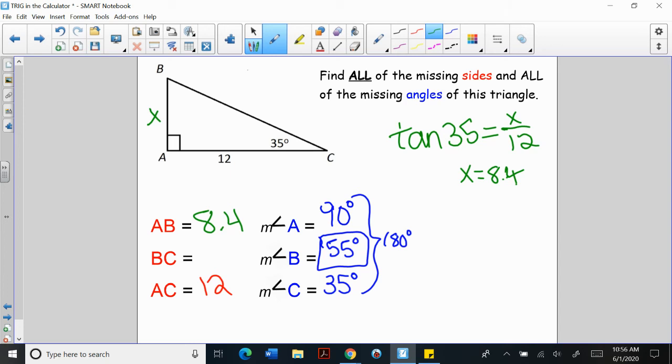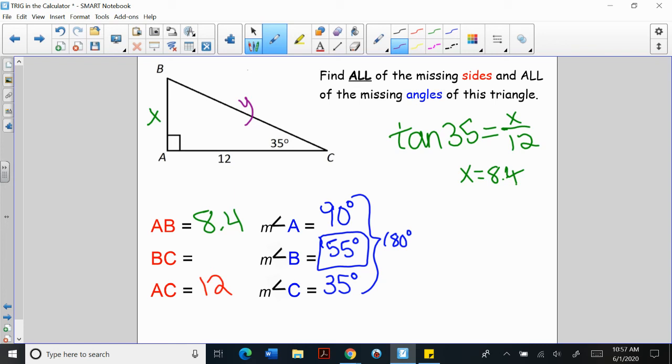Now your other option is to put a y or some other variable up there for the hypotenuse. Use that 35 degrees as your reference angle again. Pick a different trig ratio. Set up an equation and solve. Either way, this is up to you now. Find the length of the hypotenuse.